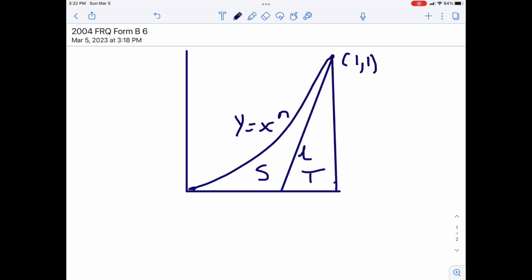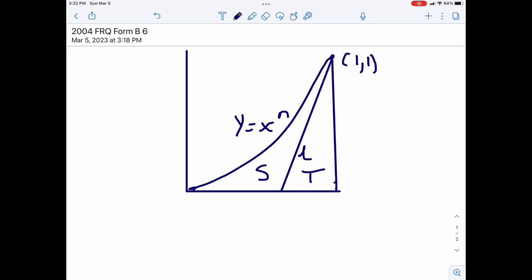I want to go through how to do this FRQ from 2004, the Form B FRQs. This is the 6th question involving area, and I think this FRQ is particularly difficult. It definitely took me a couple tries to understand it, but I'm going to go through how to do it today.